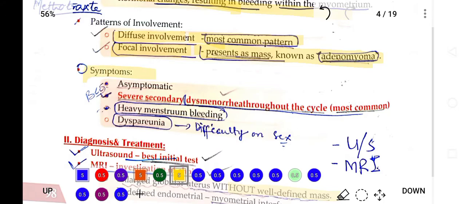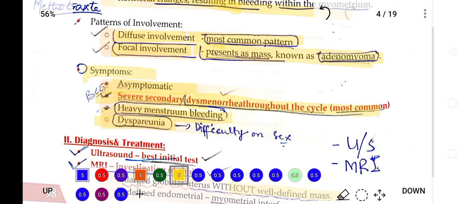Its symptoms are asymptomatic or pain with severe cyclic dysmenorrhea. Painful menstruation is the most common type of presentation, along with heavy menstrual bleeding and menorrhagia. Dyspareunia, meaning painful sexual activity, is also a common presentation.